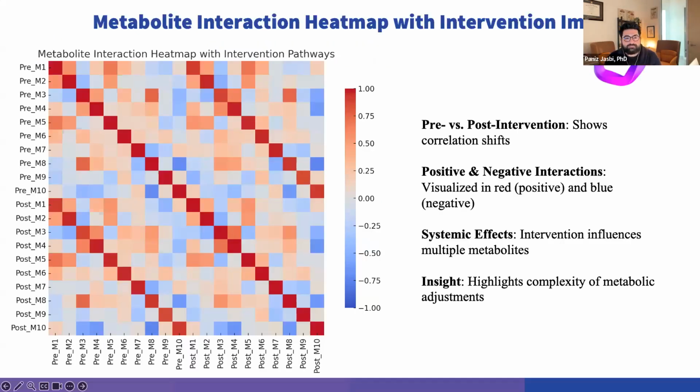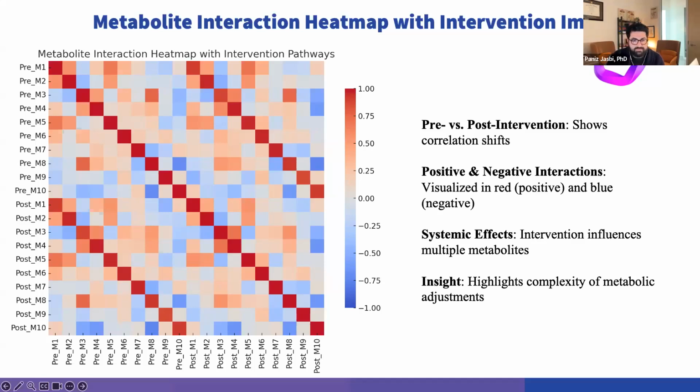So this slide shows the metabolite interaction heat map with a focus on pre and post intervention pathways. Here we see the pre and post intervention comparison, and the heat map visually contrasts the metabolite interactions before and after an intervention. The comparison shows us basically how the intervention shifts relationships between various metabolites. It's showing the direct and indirect effects it has on the metabolic network.